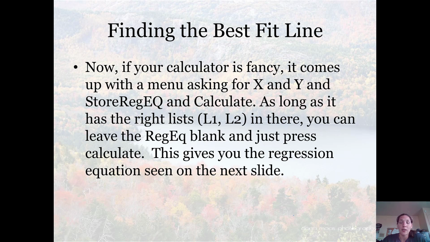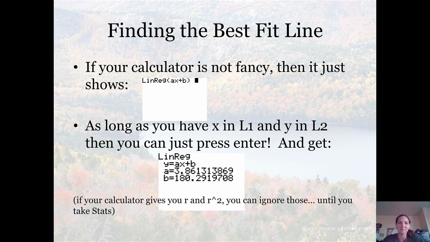Now, if your calculator's fancy, when you hit that, it's going to come up with a menu asking you for Xlist and Ylist and Store RegEQ and Calculate. As long as it has the right list in there, you can leave the regression equation blank and just hit Calculate. That'll give you the regression equation seen on the next slide. If your calculator is not fancy, it won't ask you for any of that, and you can just hit enter. As long as you have X in L1 and Y in L2, you can just press enter and you'll get this regression equation. I get 3.861x plus 180.292, with y, or b, for b.